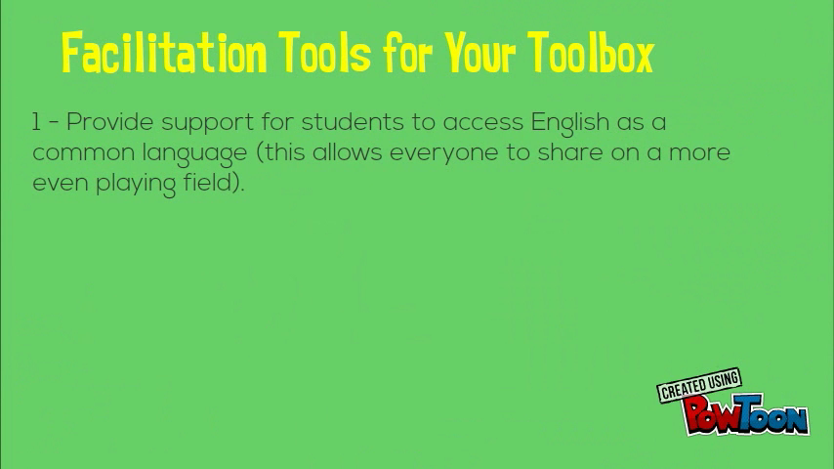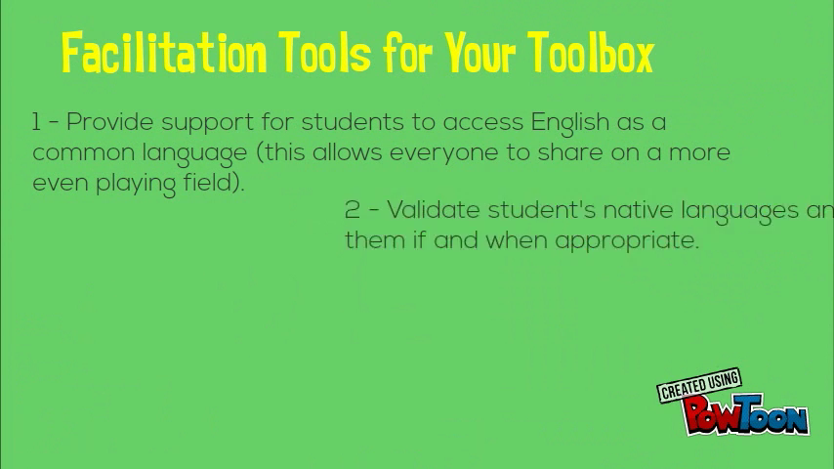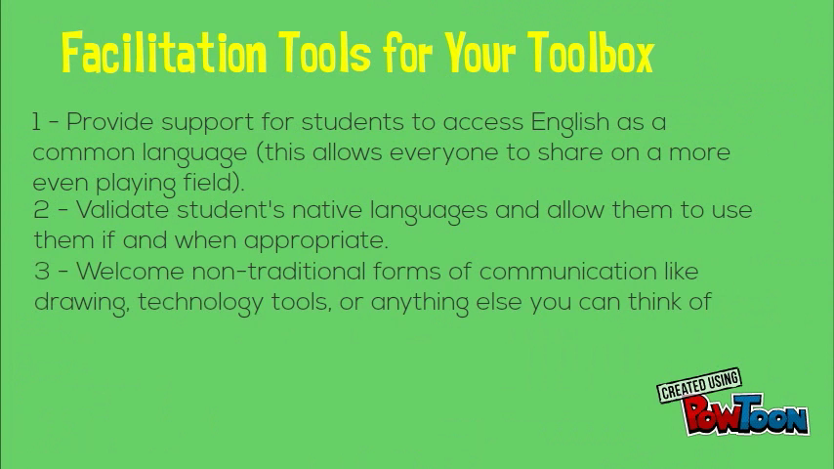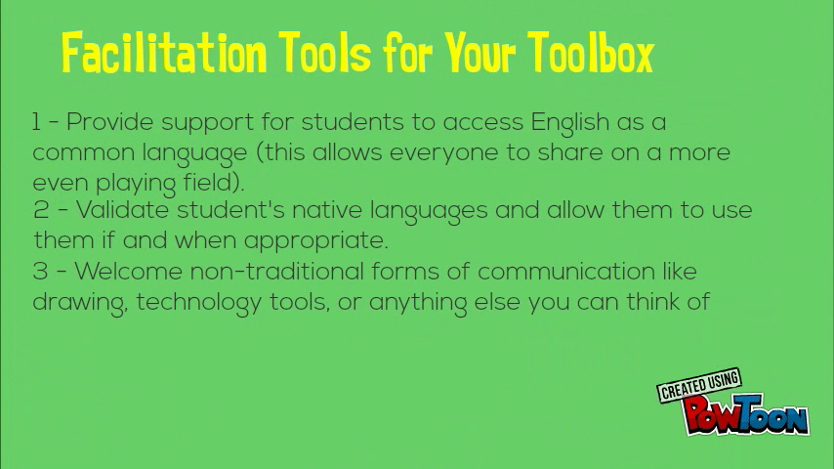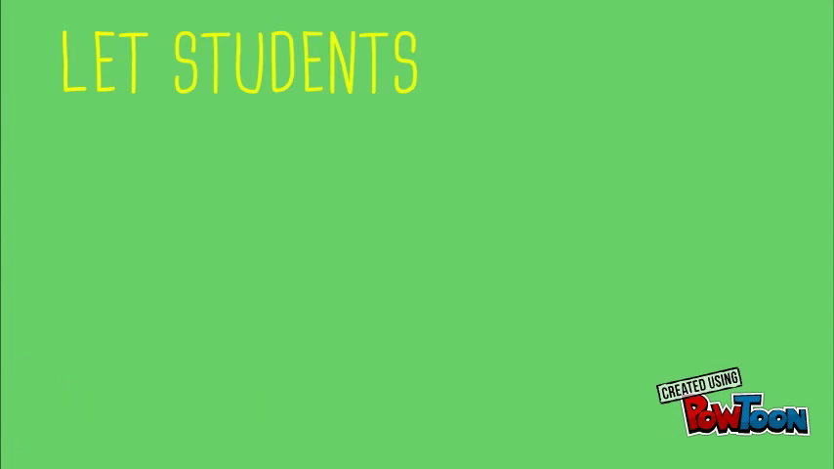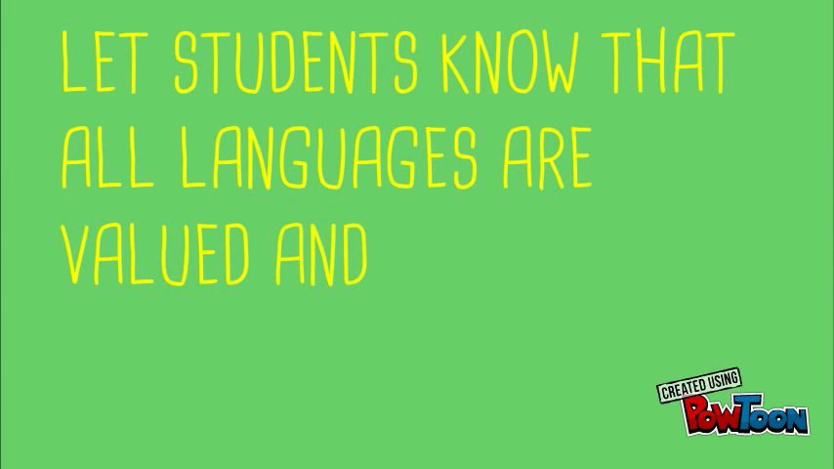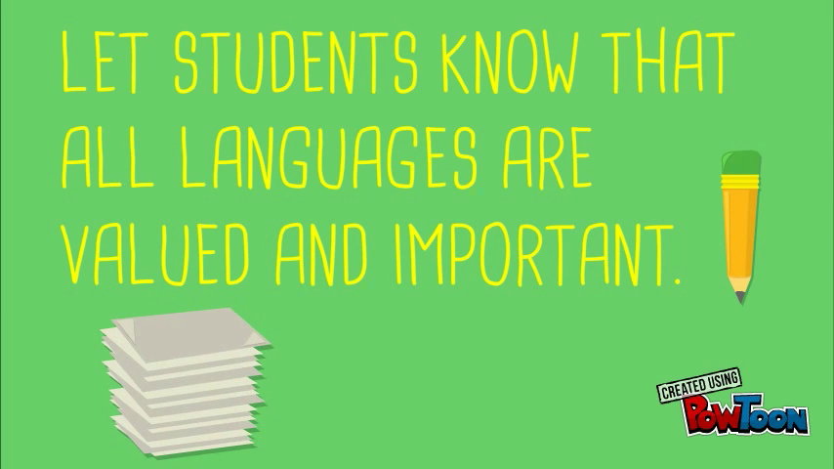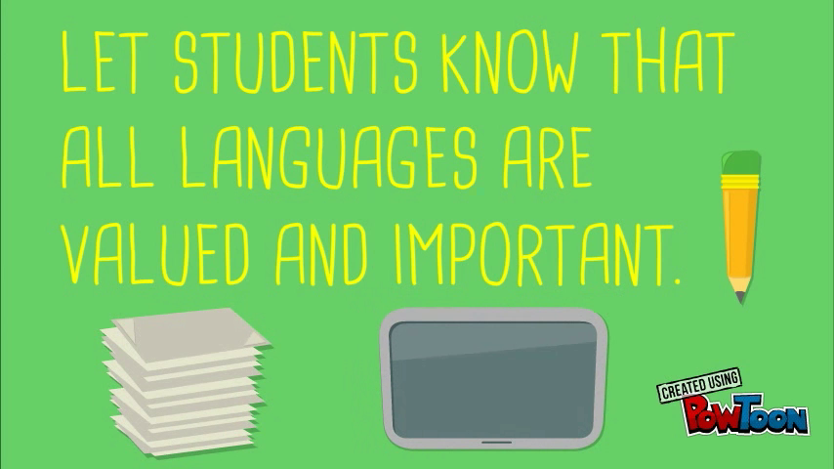First of all, you can provide non-native English speakers with access to the common language by giving them things like sentence starters. Also, you can validate students' native languages and allow them to use it if it is appropriate. And finally, you can embrace non-traditional forms of communication. Most importantly, we can let students know that all languages are valued and important. While we are doing this, we should also provide students with opportunities and supports to speak in a shared way. When we do all of this, we are ensuring that our theory can, in fact, happen.